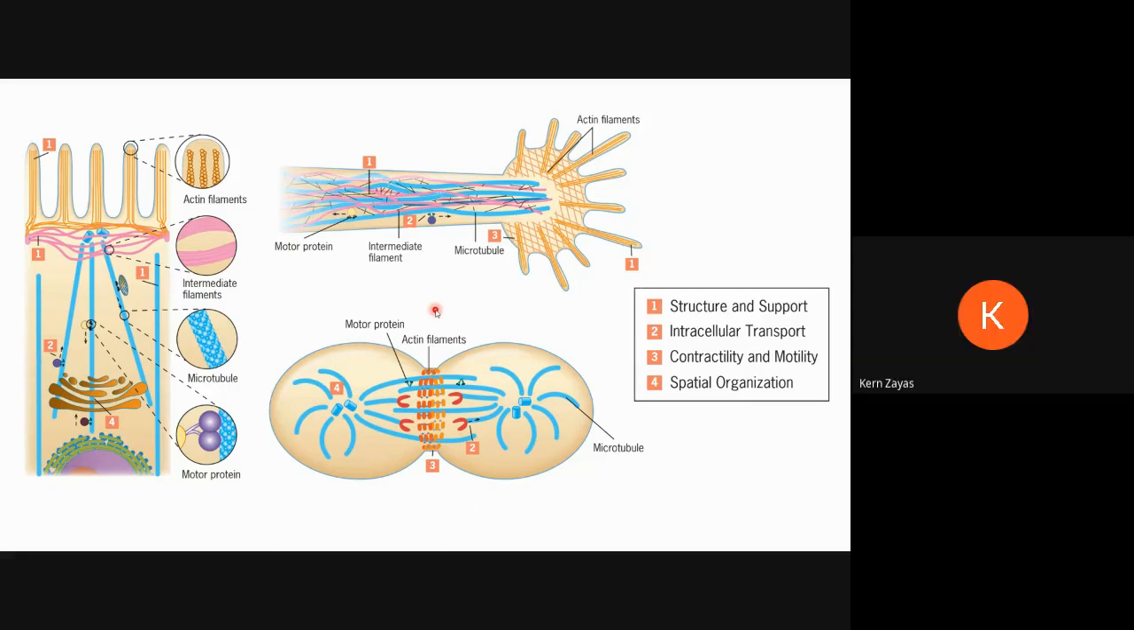In the epithelial cells, sir, the cytoskeleton provides structure and support as seen in the actin filaments, which allow it to be in an upright position, and also the microtubules keep it in an upright position as well, and the intermediate filaments connect the cells to each other, sir. Especially the desmosomes. Thank you.